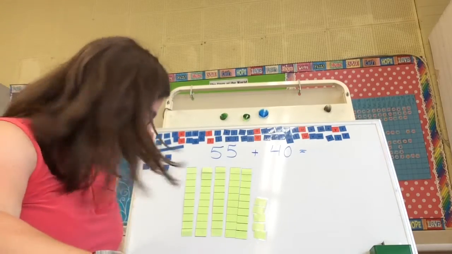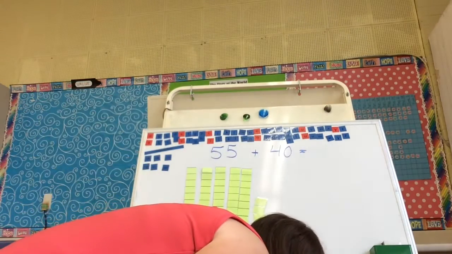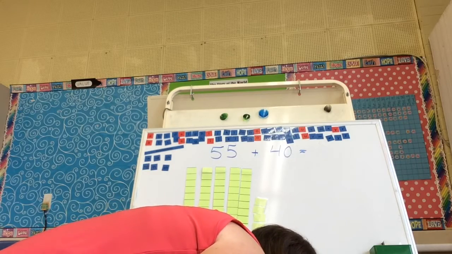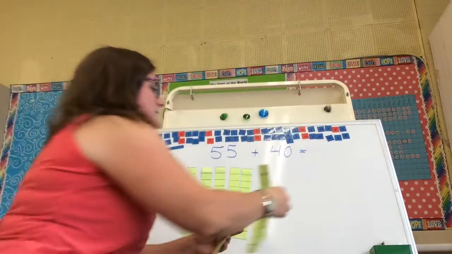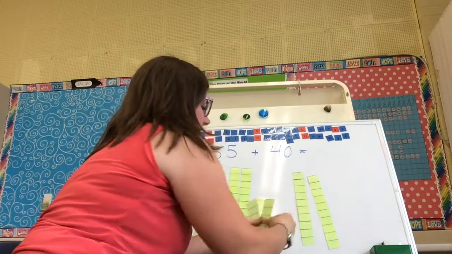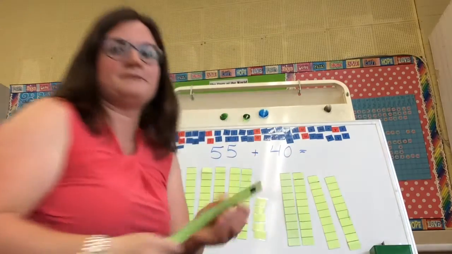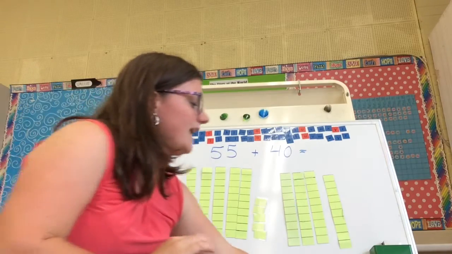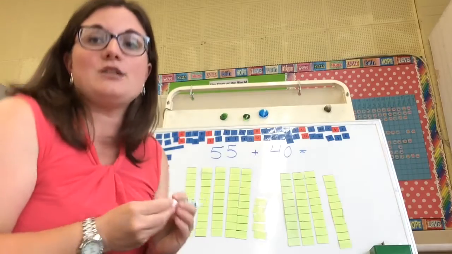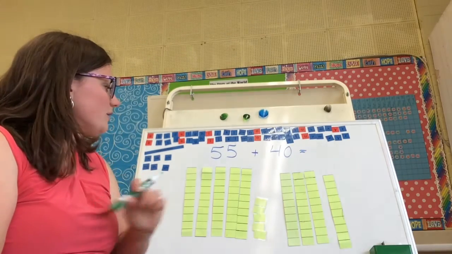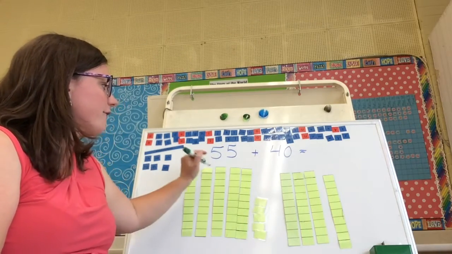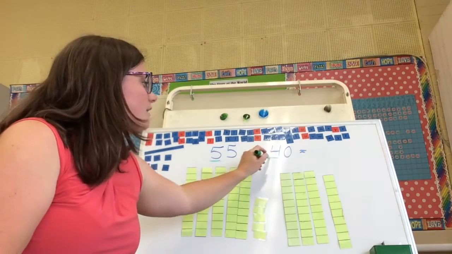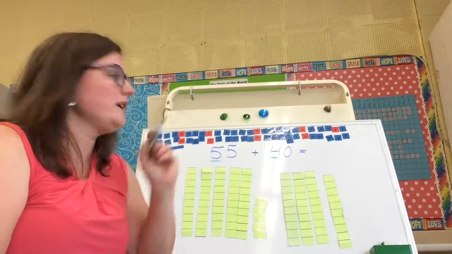Okay, so I'm going to put more of our tens up on the board here. Okay, so 10, 20, 30, 40. Okay, so I've got our 40 over here, and we're going to add 40. So we have been talking about tens and ones. So let's talk here. We have 55, we have 5 tens, and we want to add 4 more tens and 40.